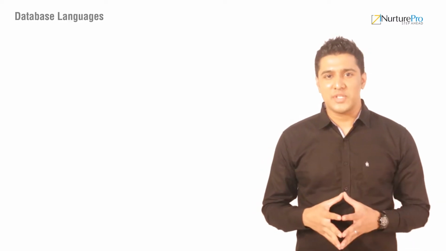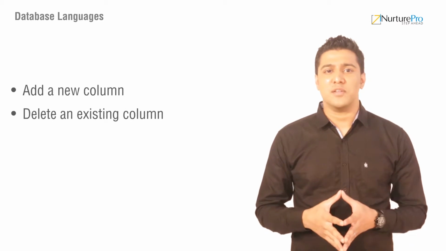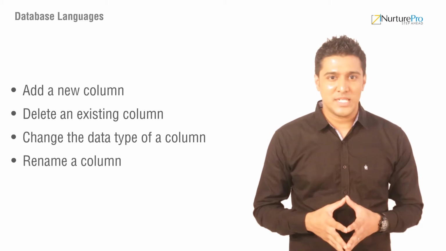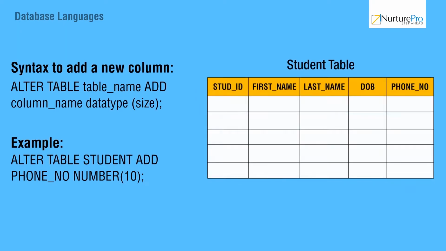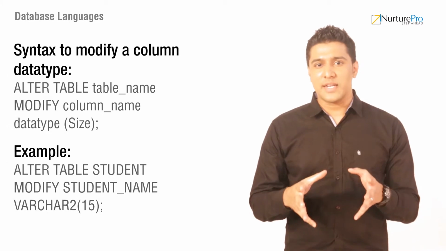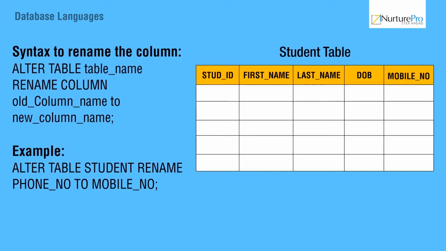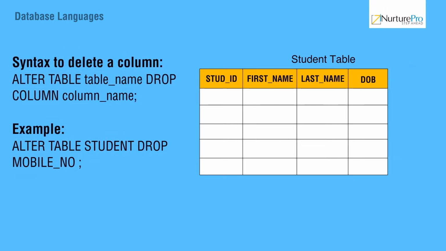After creation of the student table, if you want to add a new column, delete an existing column, change the data type of a column, or even rename a column, you can use alter statement as shown on screen. A new column, phone number, is added to existing student table. The alter statement changes the structure of a database. Phone number is renamed to mobile number. Mobile number column is deleted from the student table.